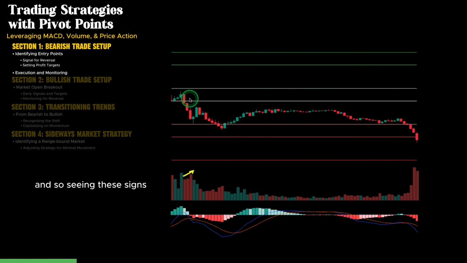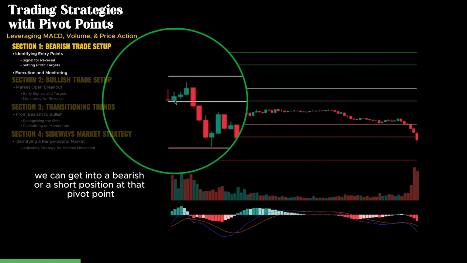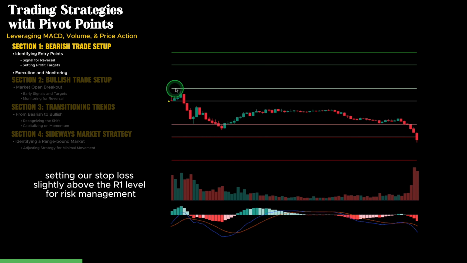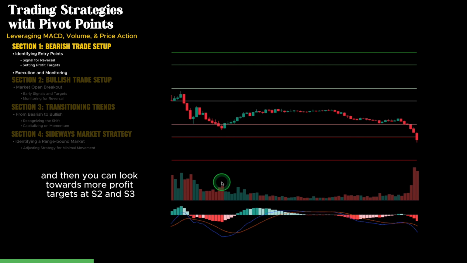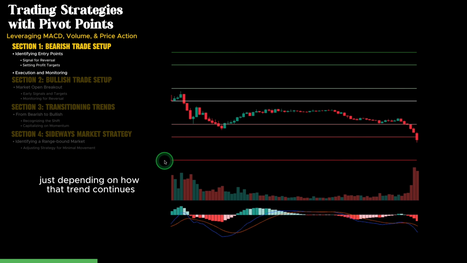And so seeing these signs, we can get into a bearish or short position at that pivot point, setting our stop loss slightly above the R1 level for risk management. And as far as the profit targets, we can look for S1 as the first target level. Keep an eye on the bearish volume for confirmation. And then you can look towards more profit targets at S2 and S3, just depending on how that trend continues.